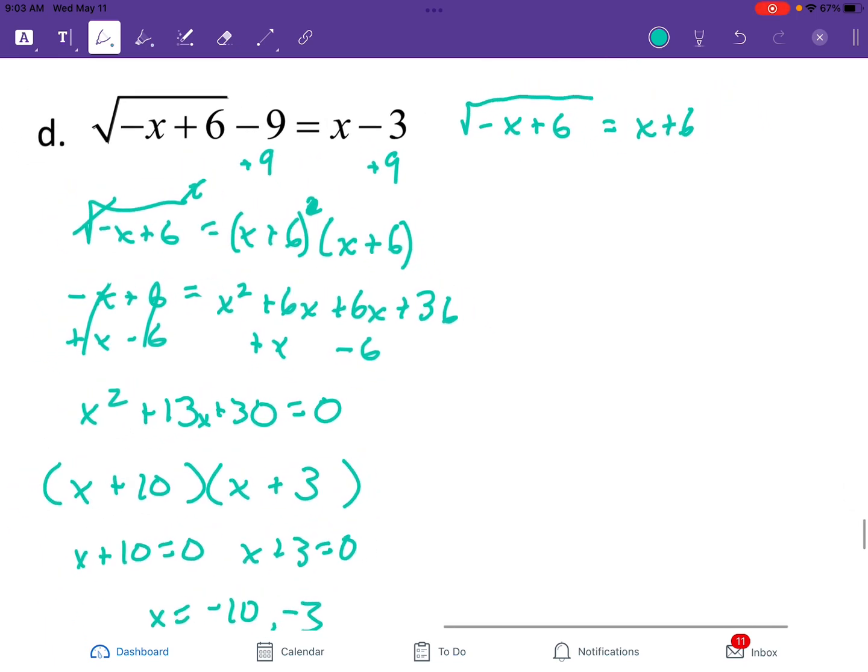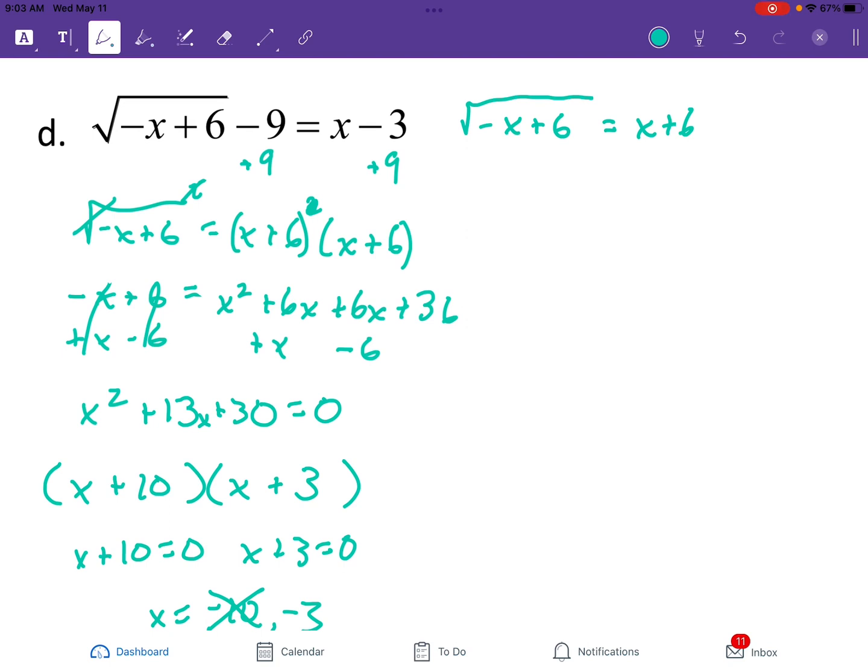So I put both the values in. -10 times a negative gives you positive 10. 10 plus 6 is 16. The square root of 16 is 4. On the other side, -10 plus 6 is -4, and that does not work, because 4 and -4 are not the same thing.